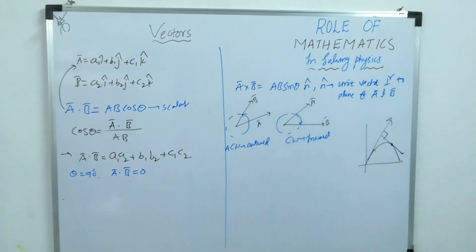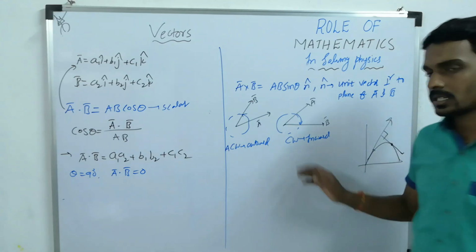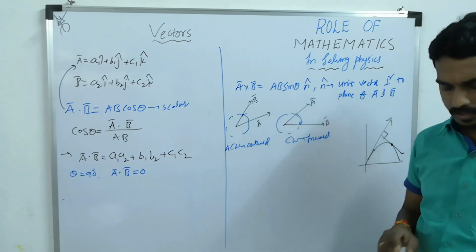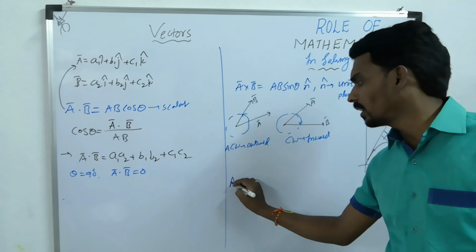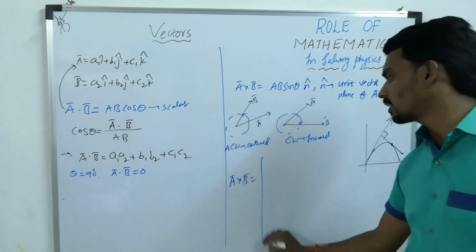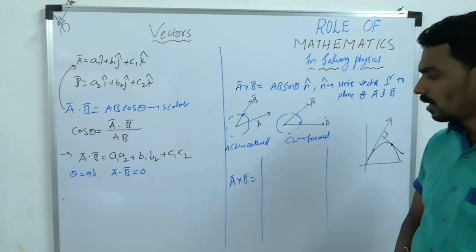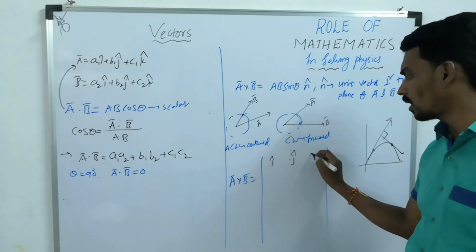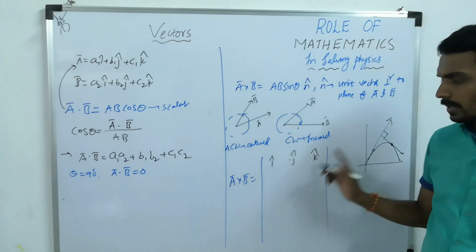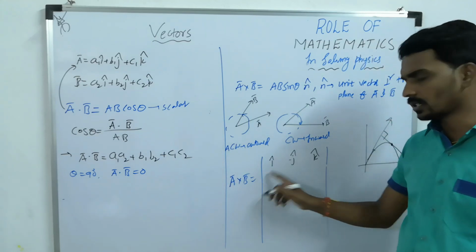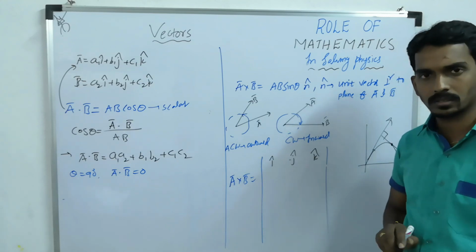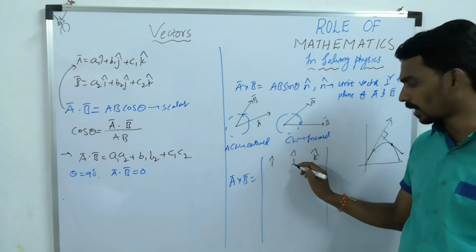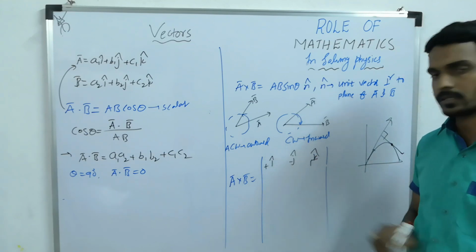Similarly, if you consider the cross product, the magnitude is AB sin theta and the direction we have also taken. Now, if they are given A bar and B bar and they ask what is the A bar cross B bar value, you have to take a determinant. The first row should be I cap, J cap, K cap, with alternating plus minus plus signs, like this.